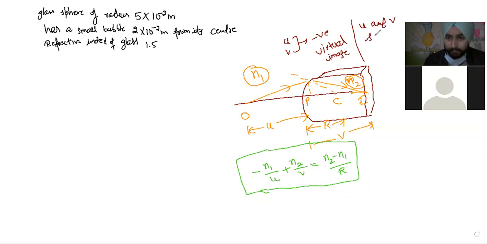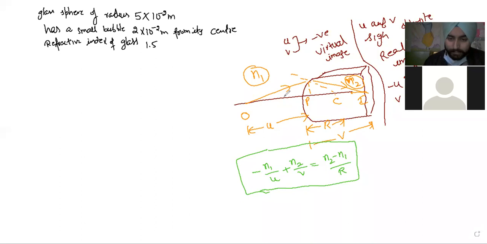But if the signs of U and V are opposite, then what kind of image will be formed? Real image. Let us suppose U comes out negative, but V comes out positive, then the image is real. Is this clear?